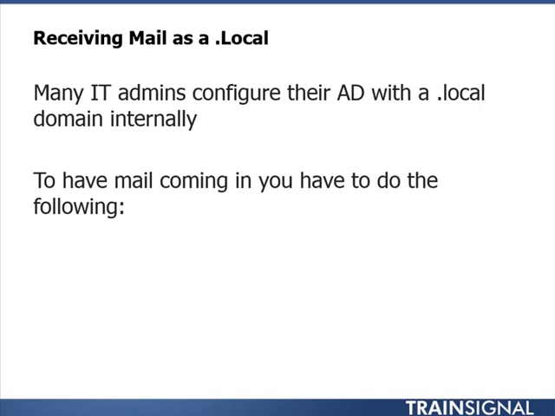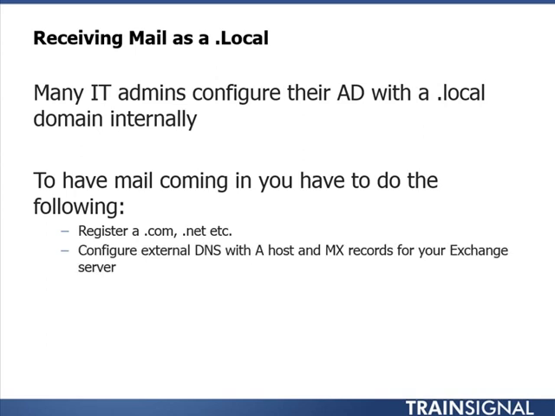So to have mail coming in, you have to do the following. You have to register a .com or a .net or whatever other extension you have for your company. It has to have a registered name on the internet. You're going to configure your external DNS with an A host and then MX records for your Exchange server. You're going to configure an accepted authoritative domain for this .local. So you have the .local, you're going to need to configure an accepted authoritative domain using that registered .com, .net, etc. that you registered on the internet.